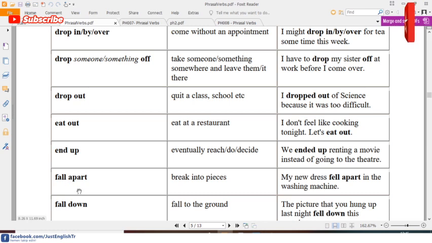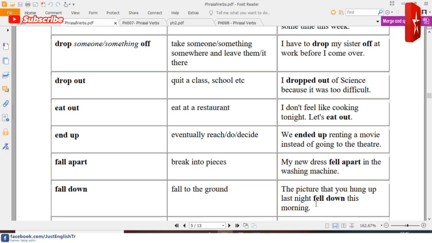And fall apart means break into pieces. My new dress fell apart in the washing machine. And fall down means fall to the ground. Like the picture that you hung up last night fell down this morning.